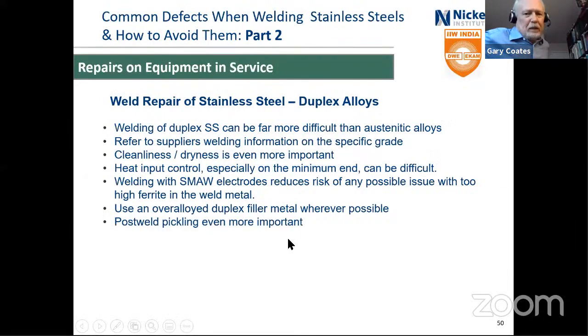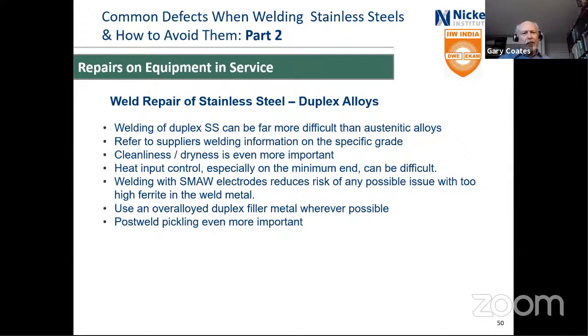I'm going to mention duplex here and say it is very complicated with them, especially when you're trying to do a weld repair. The procedures for welding them are different depending on the grade. We have lean duplexes, we have low alloyed, we have standard, we have super duplex alloys. They are all welded slightly differently, and even some alloys within that category can be welded differently.